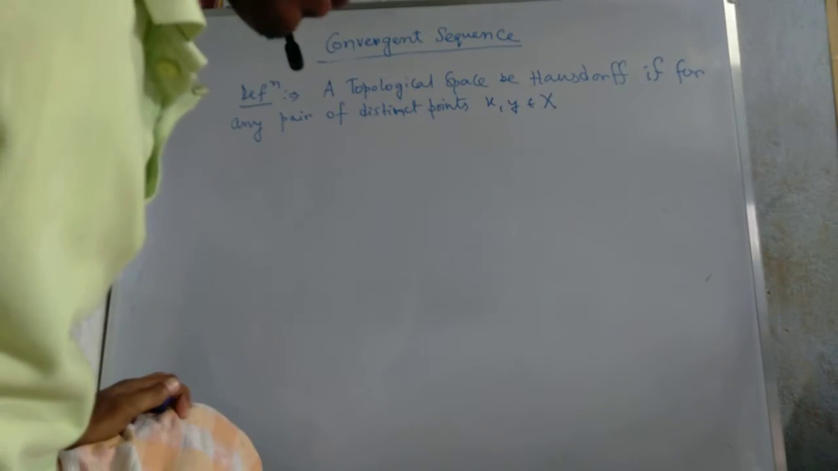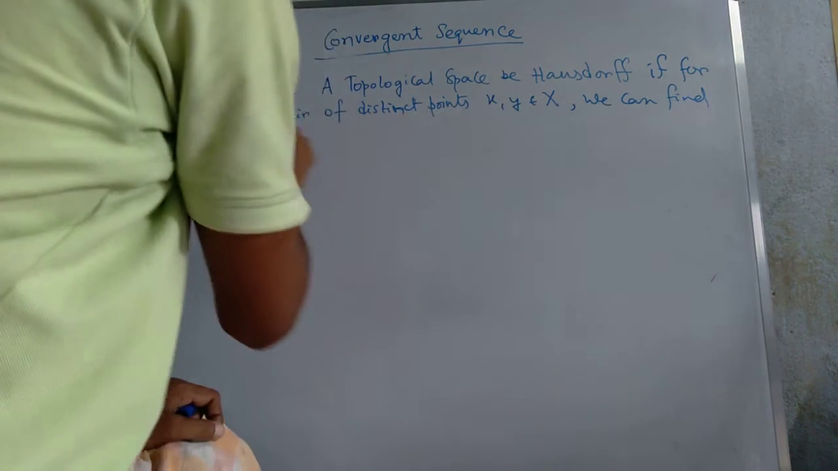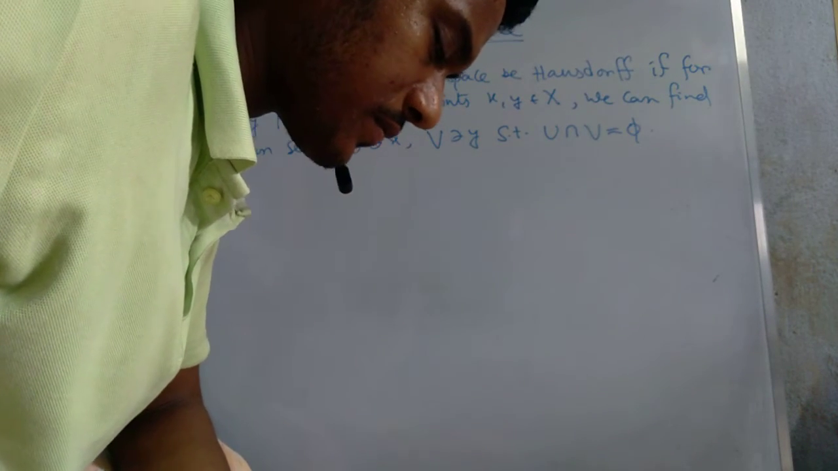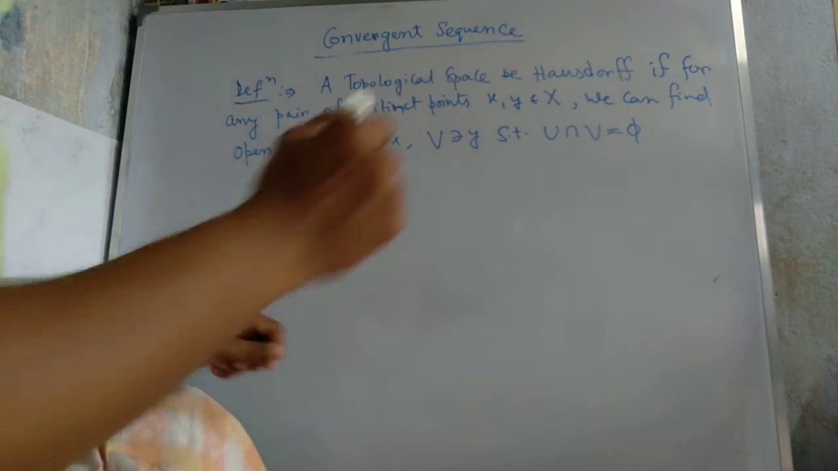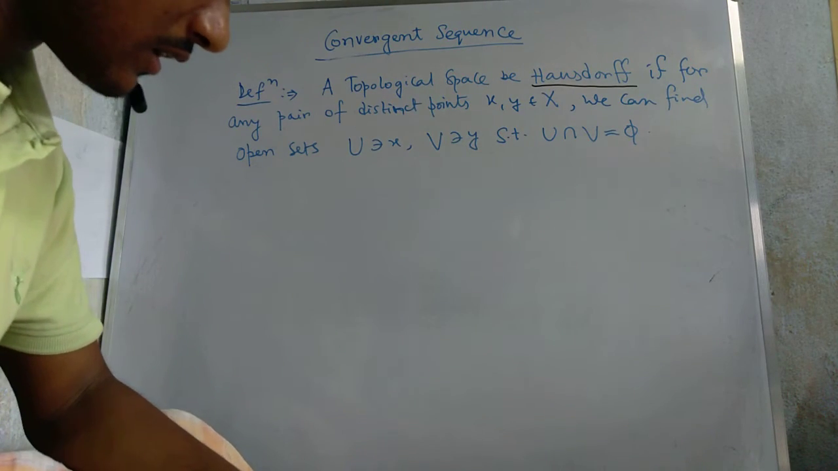If for any pair of distinct points x, y belonging to X, we can find open sets U containing x and V containing y such that U intersection V is empty. Okay, so this topological space is called Hausdorff. Now we write another problem.